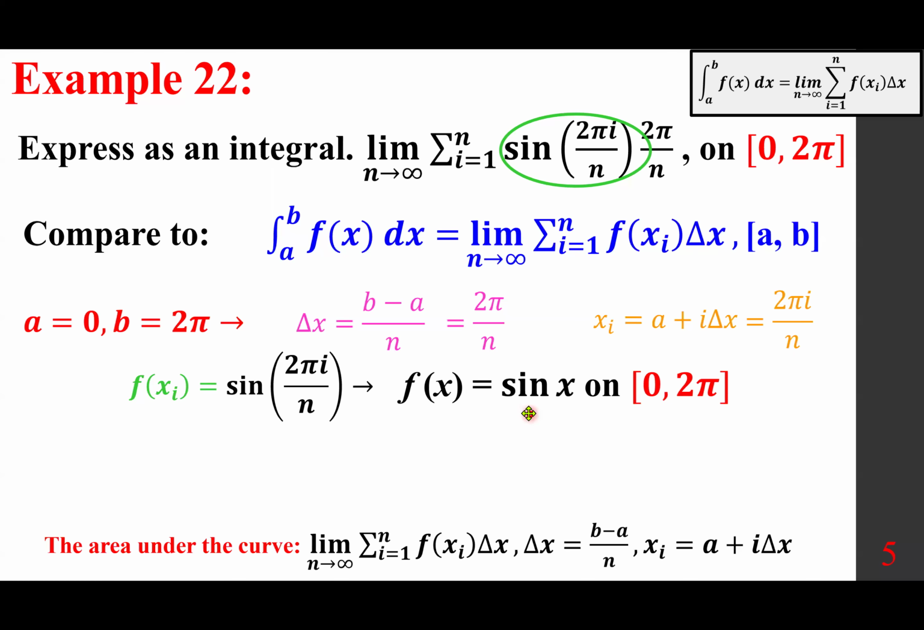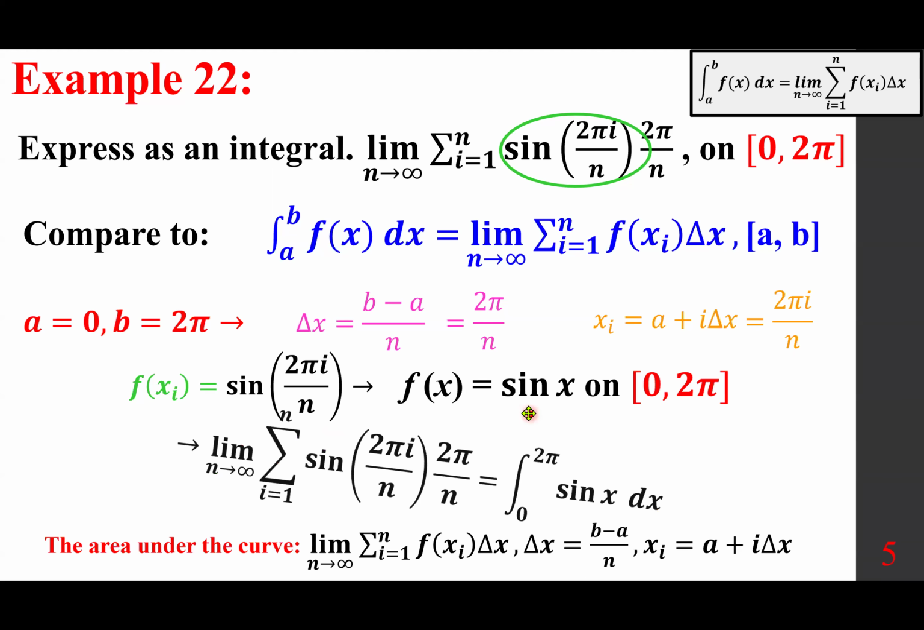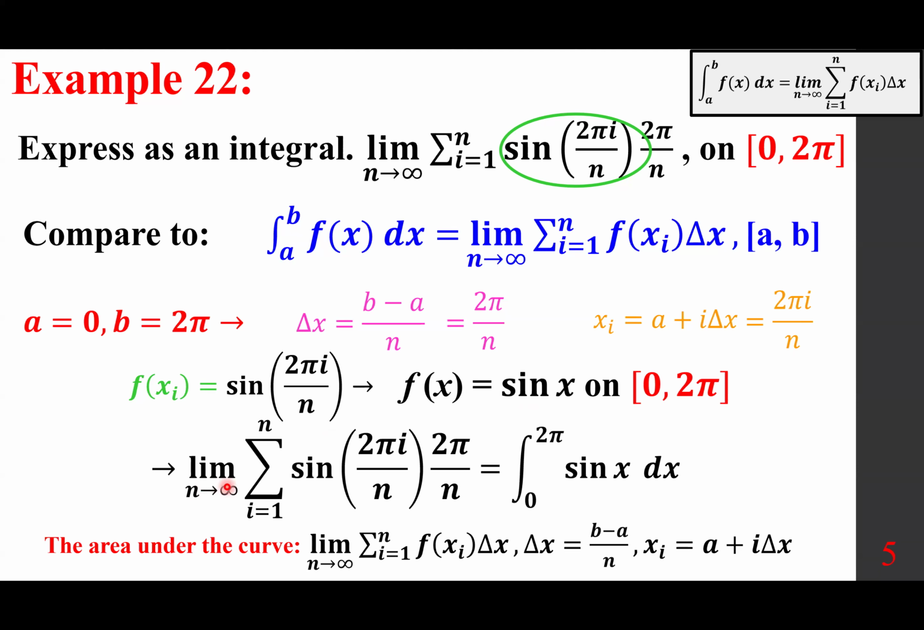From 0 to 2 pi. And therefore, the limit as n goes to infinity of the summation i going from 1 to n of sine of 2 pi i over n times 2 pi over n, this one, is the integral from 0 to 2 pi of sine x dx. So all you have to do when you compare, figure out the function, f of x is sine x, and figure out the lower and upper limits, a and b. So that's just the setup.